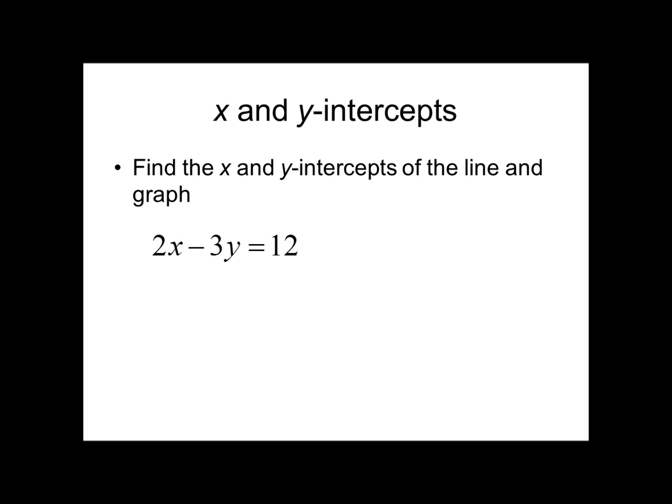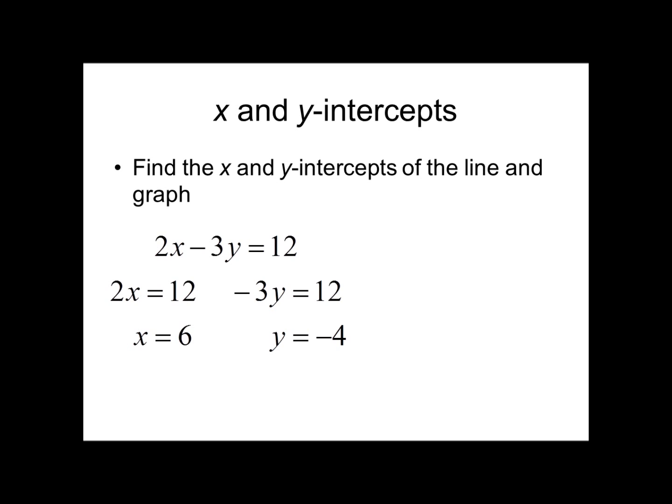So let's find the x and y intercepts of this line and graph it. Now, this line is given to us in what's referred to as general form. Our x and y terms are on the same side of the equation, and it equals some number. So in order to find our x-intercept, we plug 0 in for y, and that whole term goes away. -3 times 0 is 0. We solve for the x, and we get x equals 6. So our x-intercept, that is where the line crosses the x-axis, is at 6.